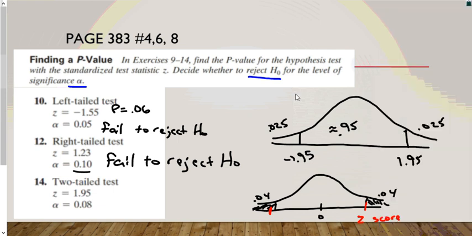If the z-score is 1.75, okay, so I know this part right here has a z-score of 1.75, then if I want to know 1.95, then clearly 1.95 falls into our rejection region because it's past that. So in this case, this is the first time that we actually get to reject the null.